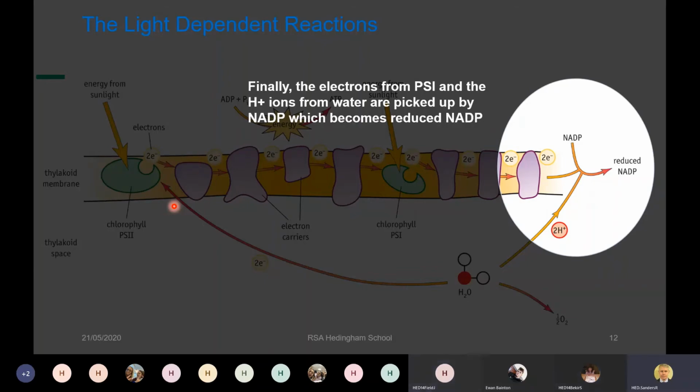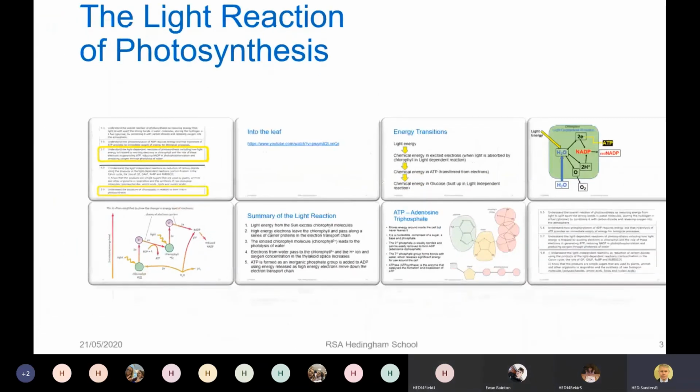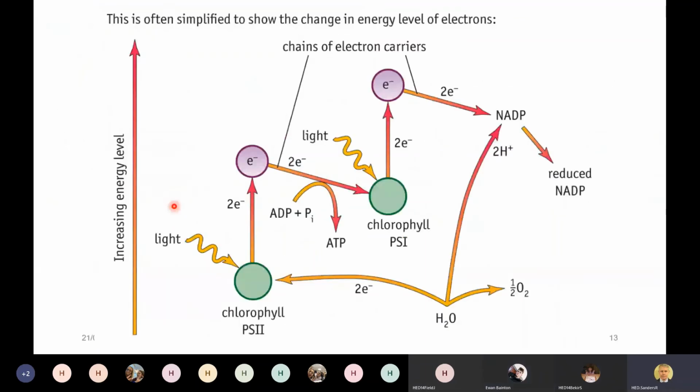Right, I realise there is quite a lot going on there. So have a look at it in the book. Have a look at the PowerPoint as well, if that helps. This is another representation of what's going on here.